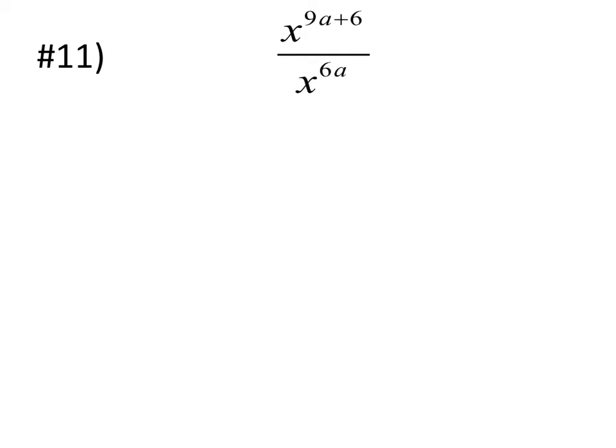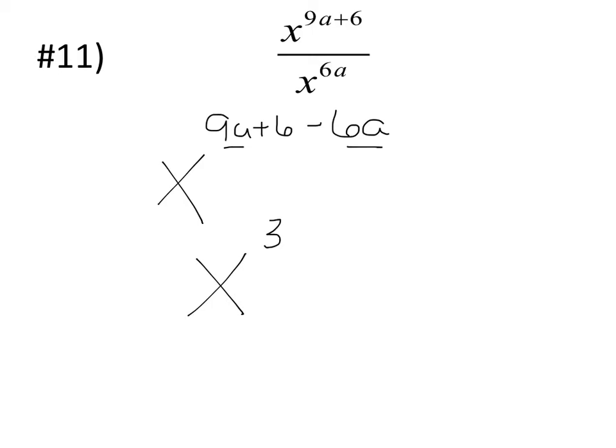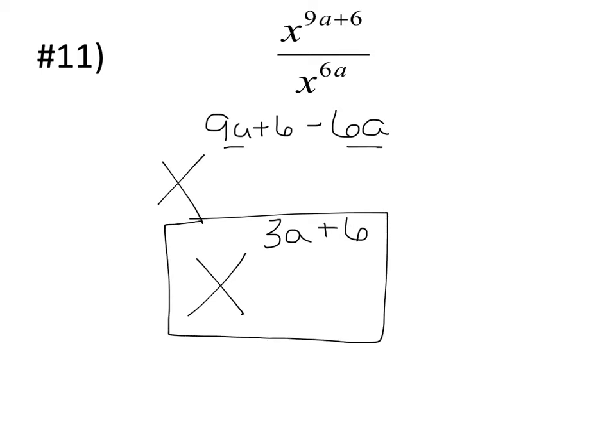Alright, same thing here. We have a like base of x, but you're going to have 9a plus 6 minus 6a. Well, you can combine your like terms here. 9a minus 6a is 3a, and then you have plus 6. You can't combine any more like terms, so you end up with x to the 3a plus 6.